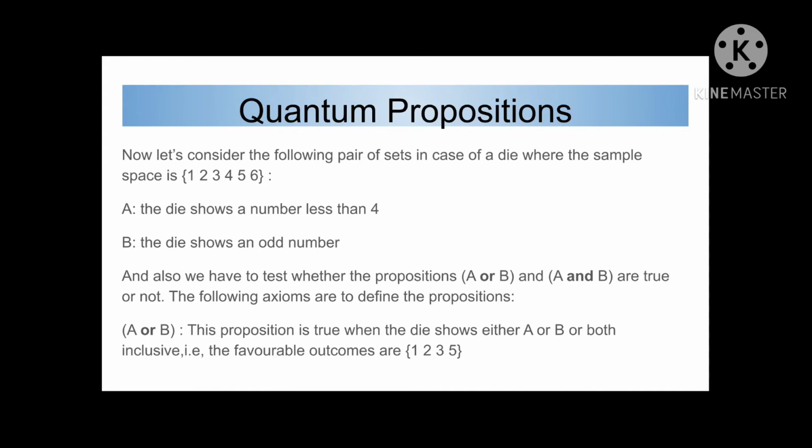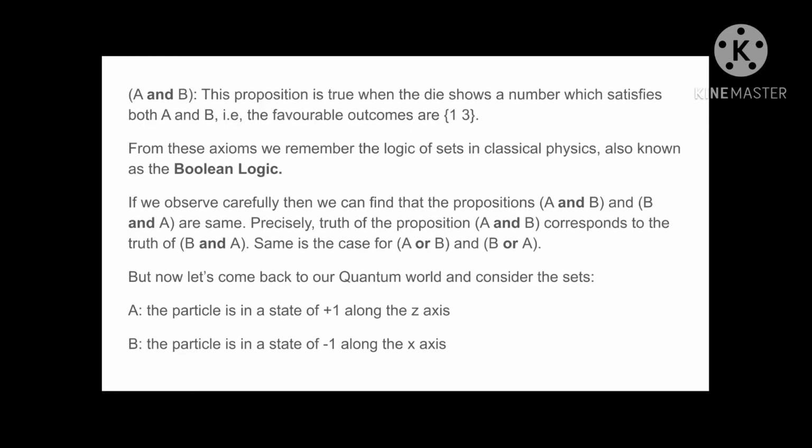So let us see what are the axioms that we need to define the propositions A or B and A and B. The first axiom is for A or B, and this proposition is only true when the die shows either A or B or both inclusive. That means the favorable outcomes are 1, 2, 3 and 5. And the axiom that defines the proposition A and B is only true when the dice shows a number that satisfies both A and B. That is, the favorable outcomes are 1 and 3, which are odd numbers less than 4.